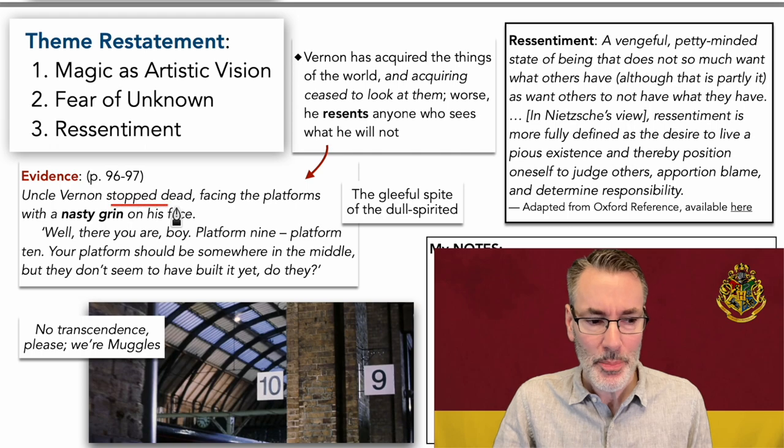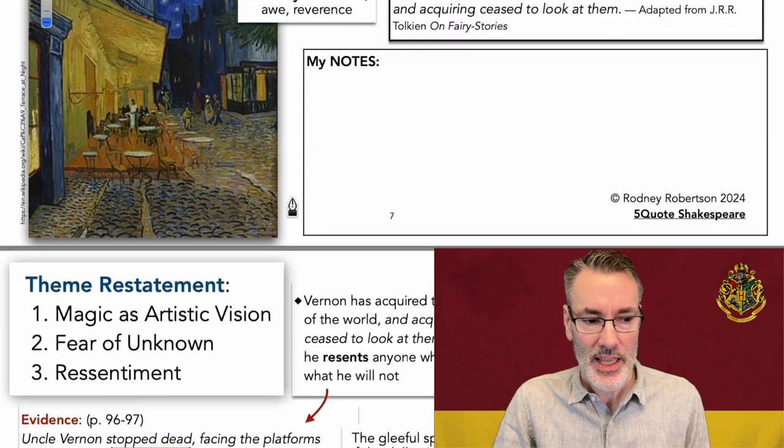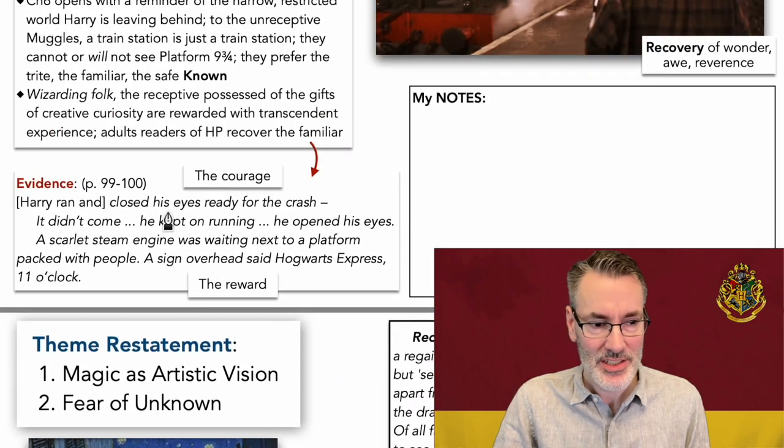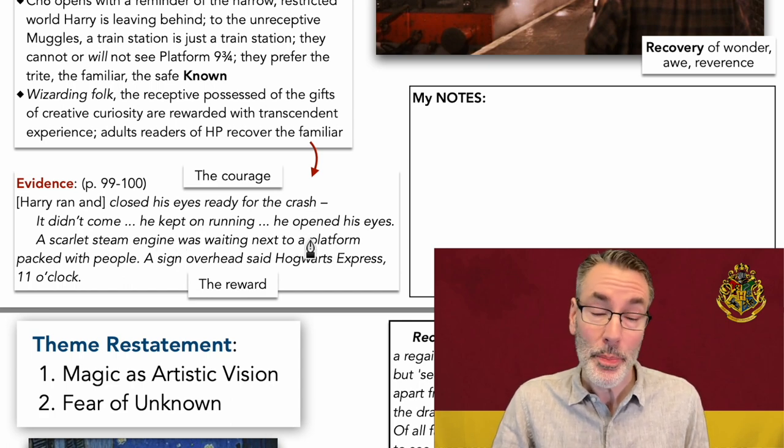So Uncle Vernon stopped dead. Look at that language. Stop dead versus he ran. He kept on running. He opened his eyes.